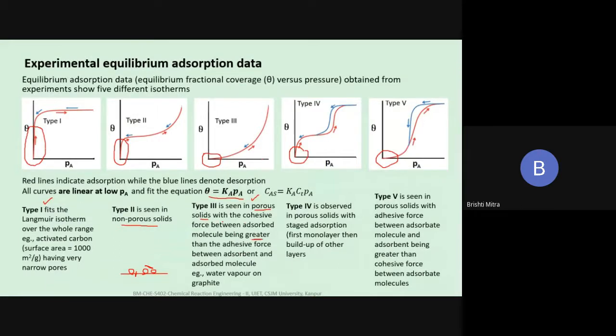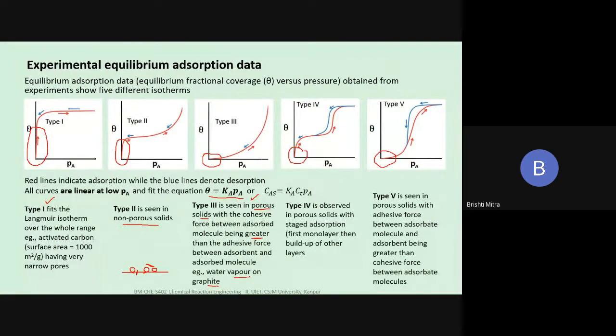When this is greater, then the kind of curve that we get is what we see in a type 3. And the example is water vapor on graphite. Graphite is a type of carbon. And when you have water vapor adsorbing on carbon, the kind of curve that you get for theta versus partial pressure is a type 3 kind of curve.